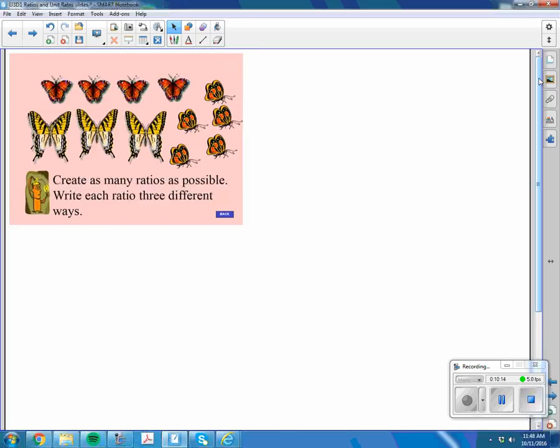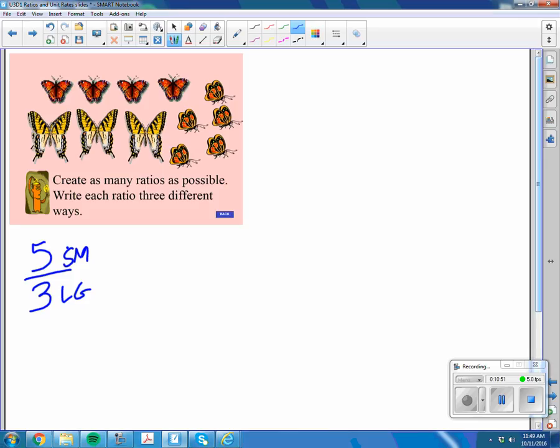So let's see what we came up with. Sasha, what did you come up with? Give me one of the ratios you came up with. 5 to 3. 5 to 3 what? What does the 5 represent? What does the 3 represent? Okay, so you said 5 was the small and 3 was the large. Were you counting? So 1, 2, 3, 4, 5. 5 small, 3 large. Perfect.